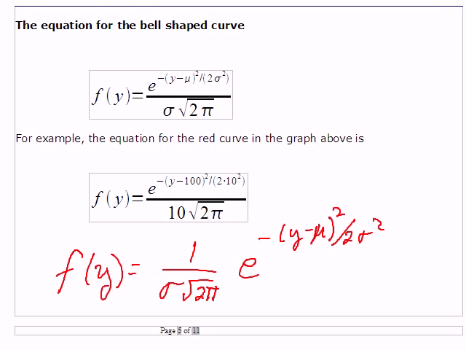So for that red curve in the previous graph, the mean was 100, so the 100 goes right there, inside the parentheses. The standard deviation was 10, so we see 10 here, and we also see that 10 down here.